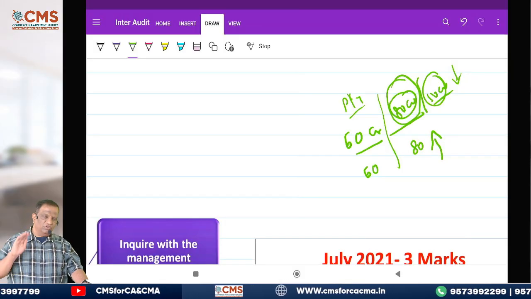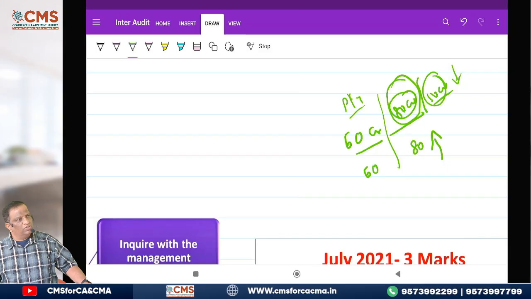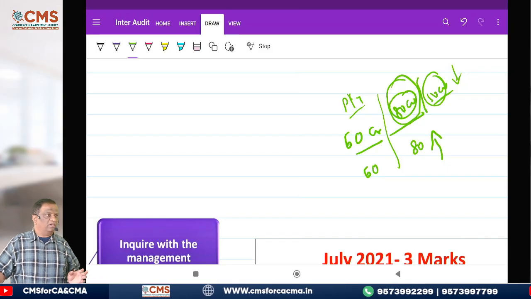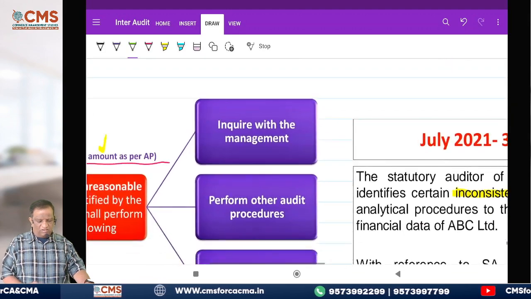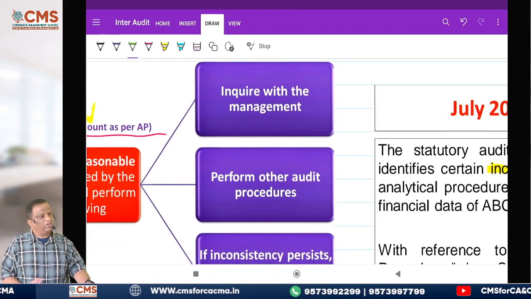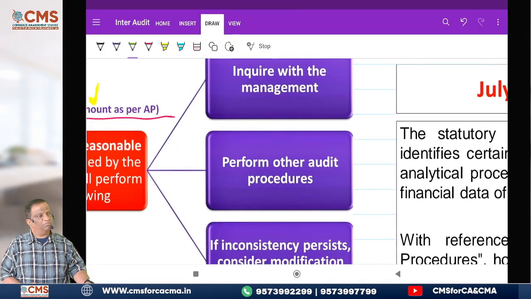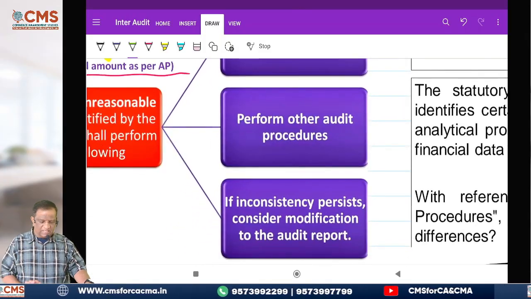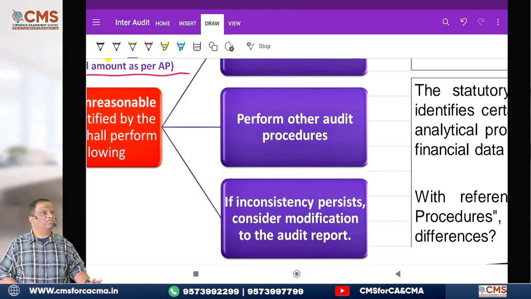So they have removed the high paid employees and started recruiting lower level employees. So number wise employees are more, but overall salary cost is less. Once I inquire with the management, if I am satisfied, I will drop it there. But if I am not convinced, then I will perform other procedures. If inconsistencies still persist even with that, then I will go for a modification of the report.